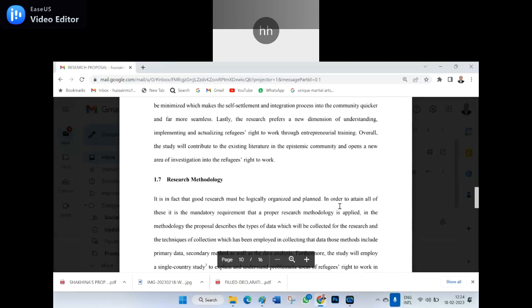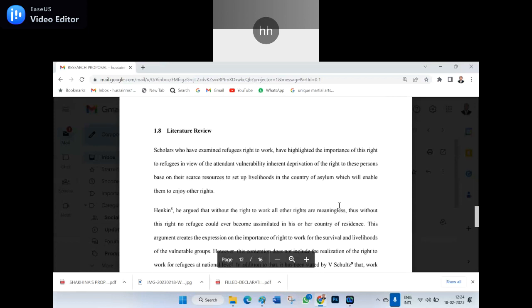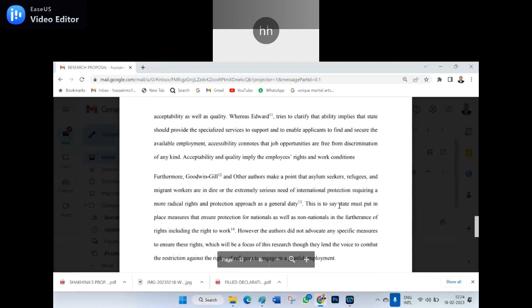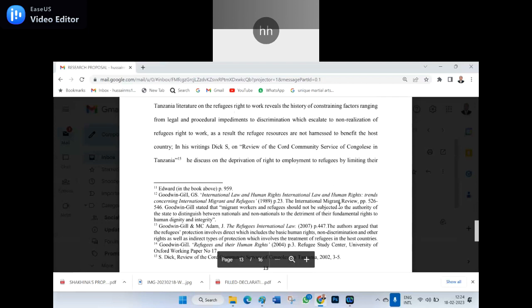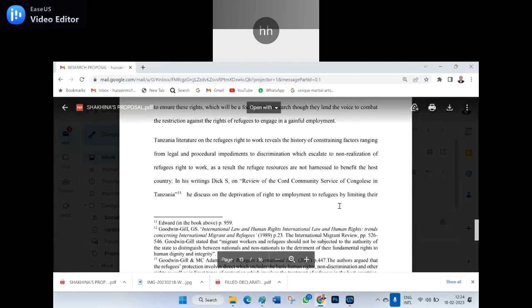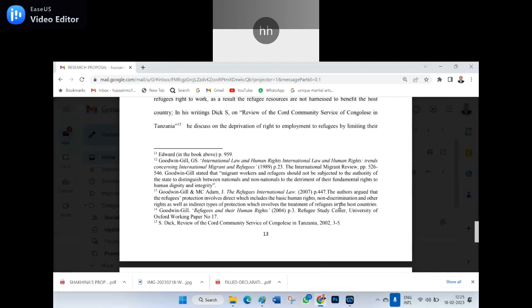So significance of the study, research methodology is good, but because it is in a PDF format, I cannot make the changes. Then comes the matter of, I don't know whether she did it or not. Okay, the above book, Edward, in the above book, okay, no matter. And here is another point.